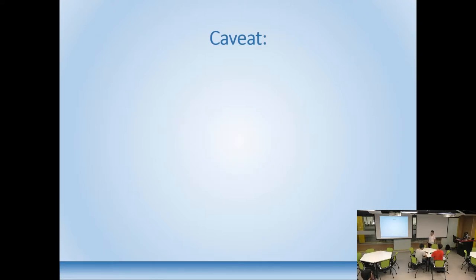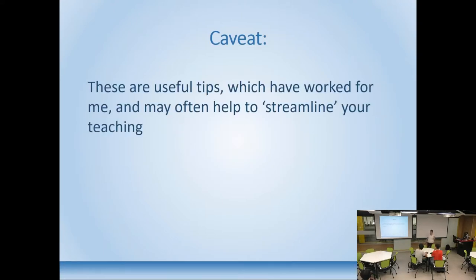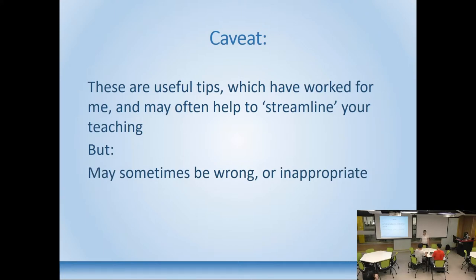Start off with a caveat. I just want you to be clear that these are useful. I think they're useful. I hope you'll find them useful. They've been found useful for me and may help streamline or improve teaching. But sometimes they may not suit you. They may be right for me, not right for you, or they might be right for you in some situations and not in others. So I urge you to be critical and selective in listening to them.